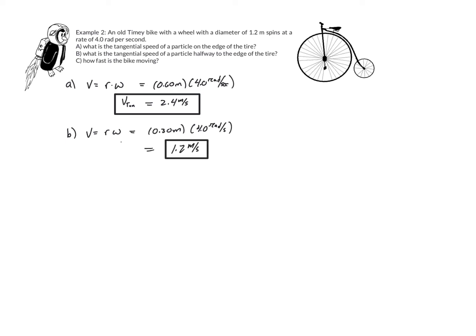To answer the third part, how fast is the bike moving, we have to consider what's actually propelling it. Now, for a bike like this, the speed is going to be equal to the tangential speed of the wheel where it is in contact with the ground. So for this, we can say that the total speed of the bike is going to be equal to the tangential speed of the edge of the larger tire. Or the bike is moving at 2.4 meters per second.